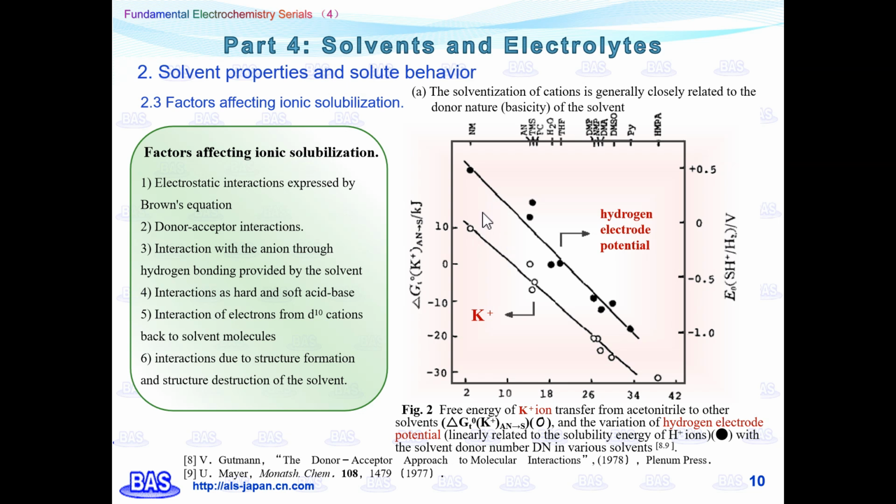For example, Figure 2 shows the free energy of transfer of potassium ions from acetonitrile to other solvents as a function of the solvent donor number in open circles, and the hydrogen electrode potential in various solvents as a function of the solvent donor number in solid circles. It can be seen that the hydrogen electrode potential, which has a linear relationship with the solvation energy of hydrogen ions, and the solvation energy of potassium ions both have an almost linear relationship with the donor number of the solvent.